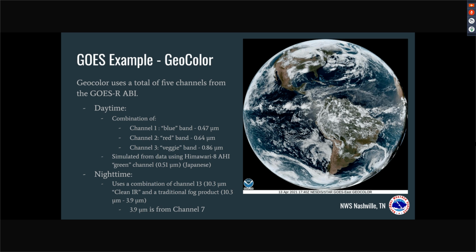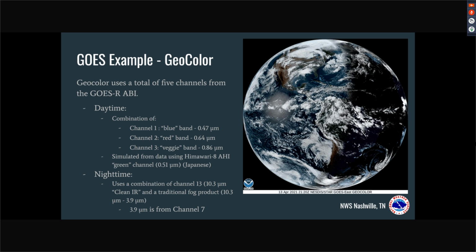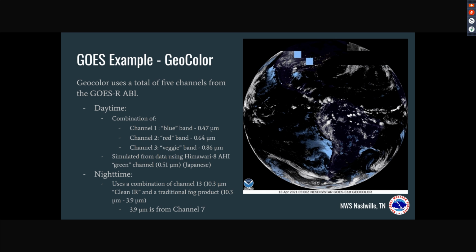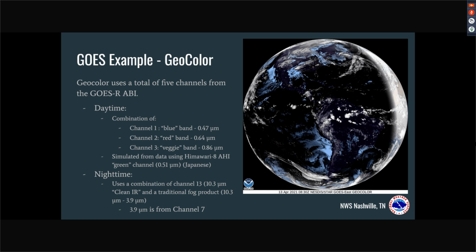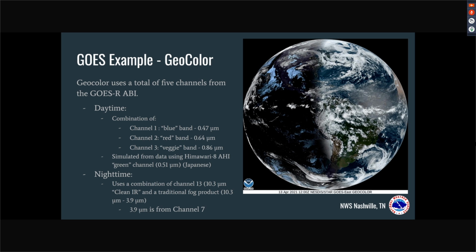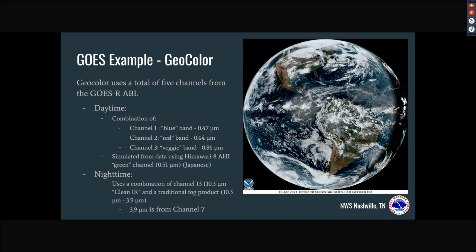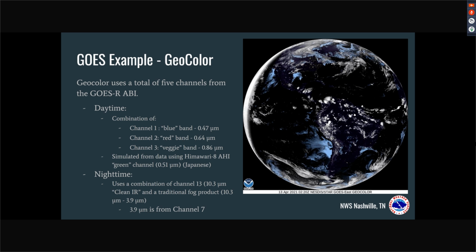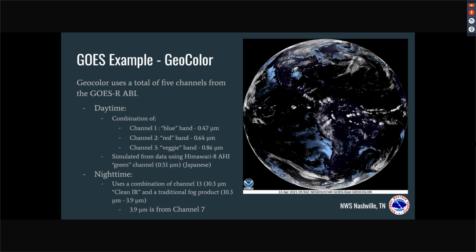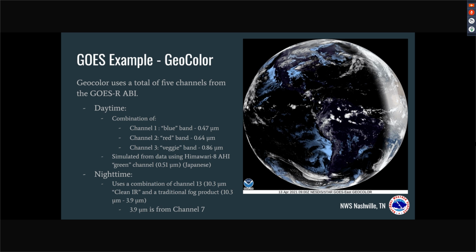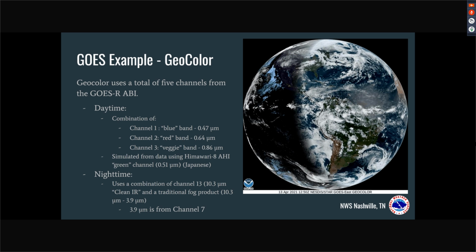But then we're also utilizing some data from the Himawari satellite I was using earlier. So our channels, we have that blue band, which is in that blue visible spectrum, and a red band, but we actually don't have a technical green band. But the Himawari satellite, which is a Japanese satellite, does. So we use some of that data to help us assign some of these colors.